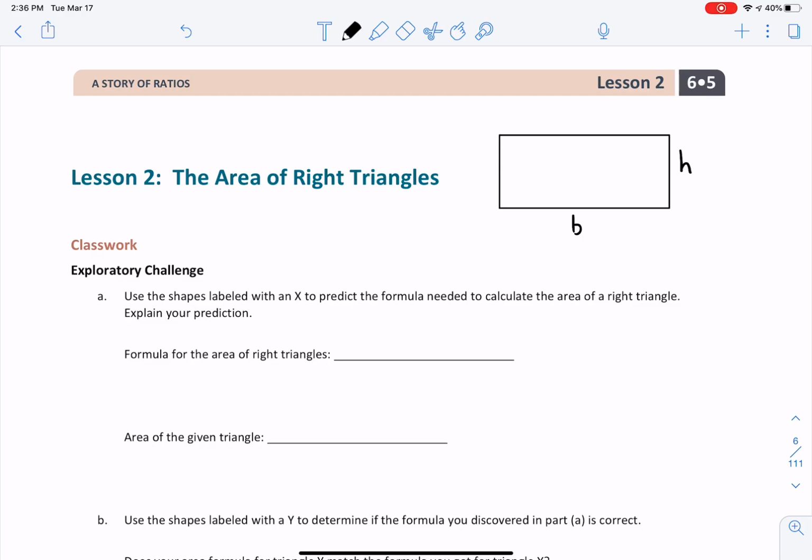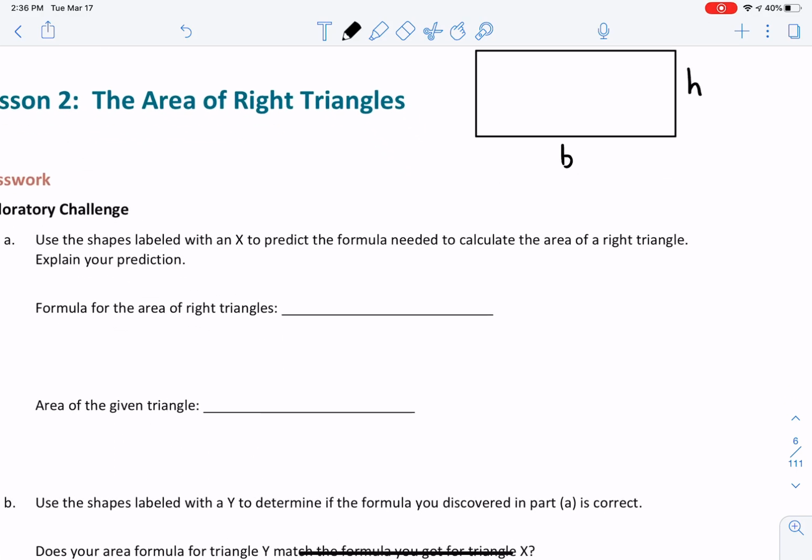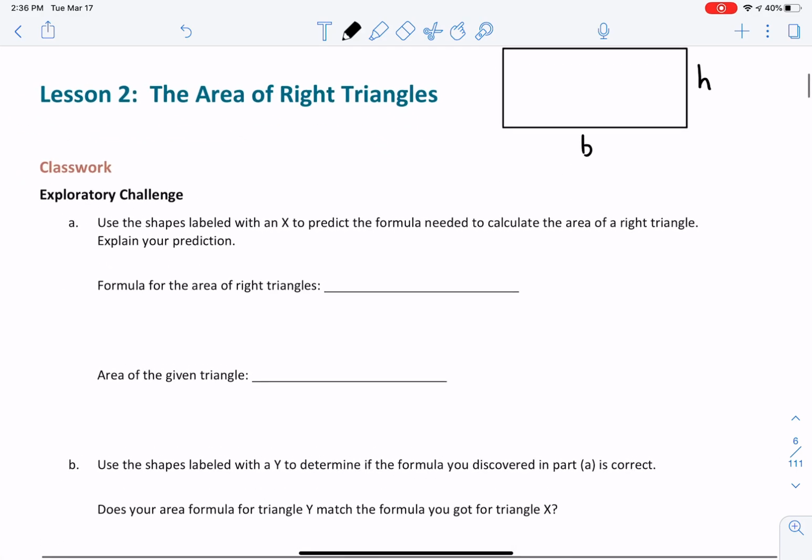Now for triangles, we have an exploratory challenge. Usually this would be where you guys get a chance to really explore the concept. Unfortunately, it doesn't work with the video, so I'm going to go ahead and show you this main idea.